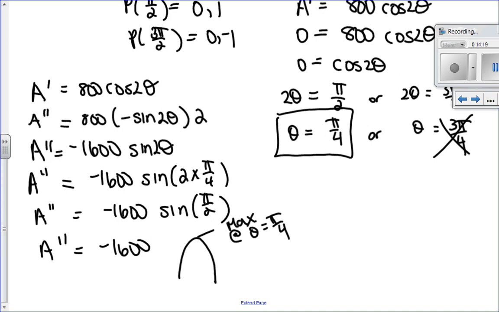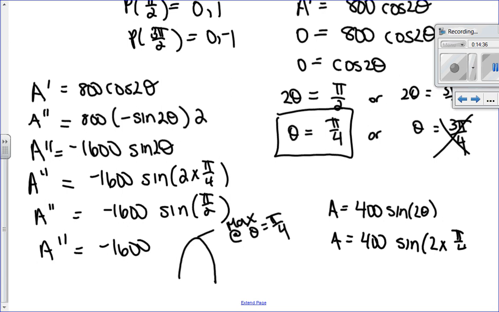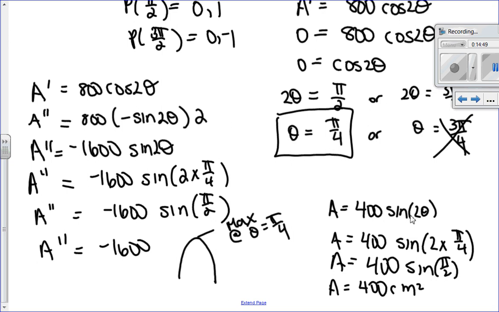Now all we have to do is figure out what our max area is. So back to my area formula, which was 400 sine of 2 theta. My max area is going to be 400 times sine of 2 times pi over 4, which is 400 times sine of pi over 2, which we already saw was 1. So that means my maximum area is 400 centimeters squared.